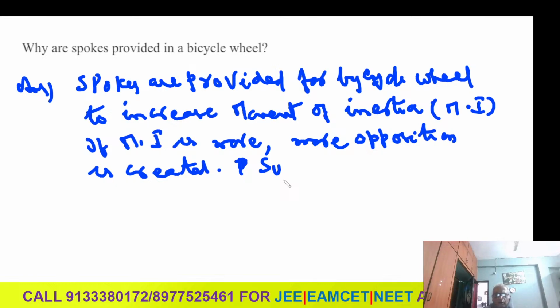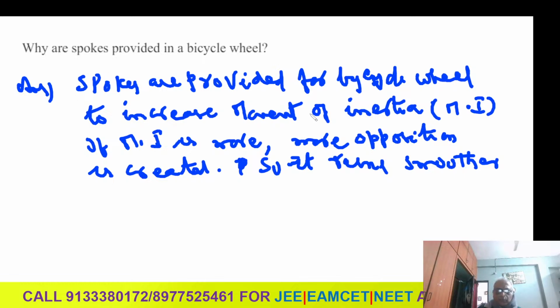Inertia means what? Tendency to remain at rest or in uniform motion. That is what will happen. It runs smoother. Spokes are there, so it runs smoothly. Otherwise, if spokes are not there, what will happen? The cycle will get jerks and it won't go correctly. There will be jerks while running. It will be unsafe. That's why spokes are provided for a bicycle.